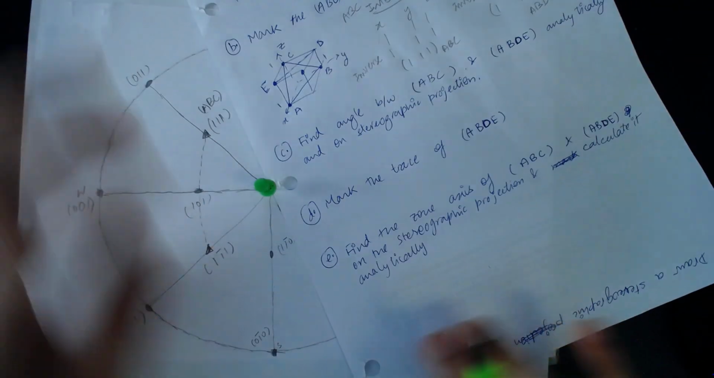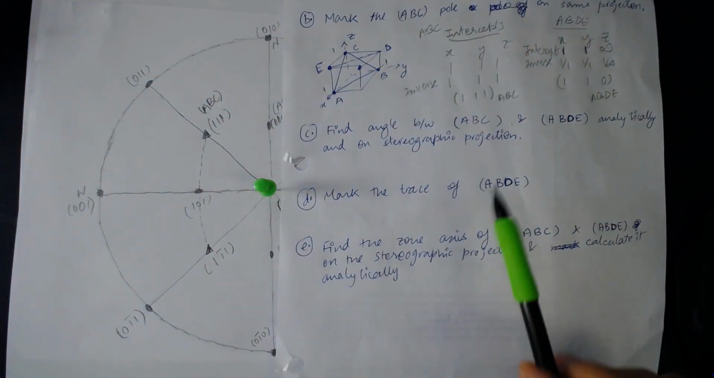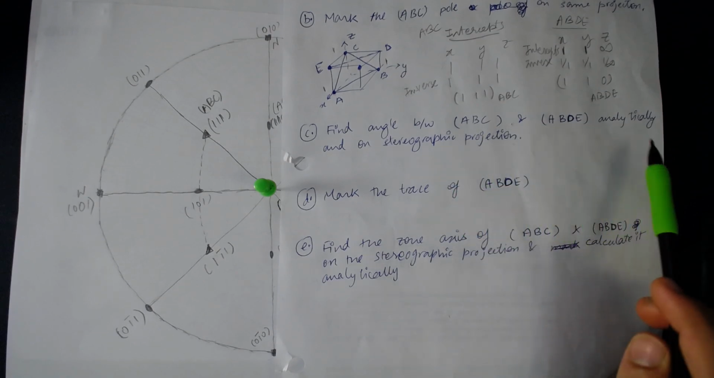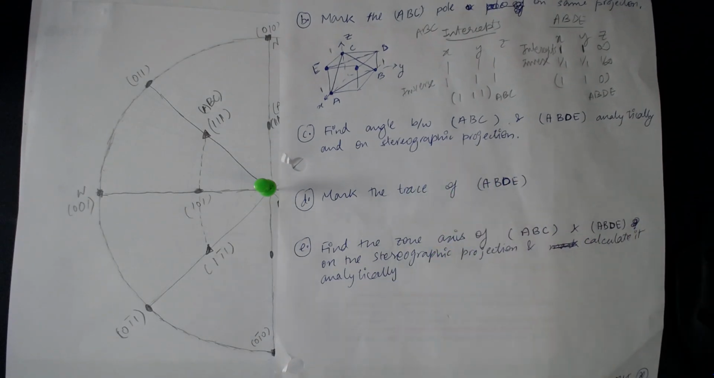Let's see the next question. The next question is to find the angle between ABC and ABDE analytically and on the stereographic projection. So let me just show you first the projection, and then we can do it analytically as well.